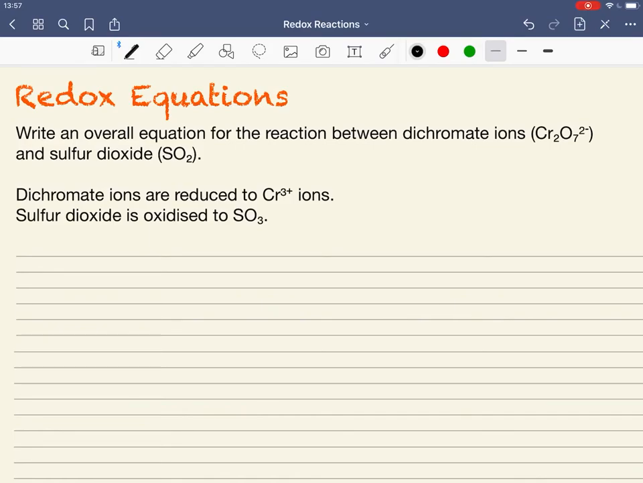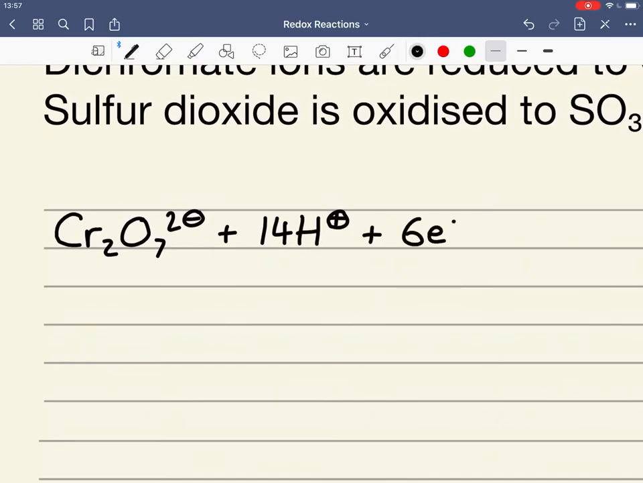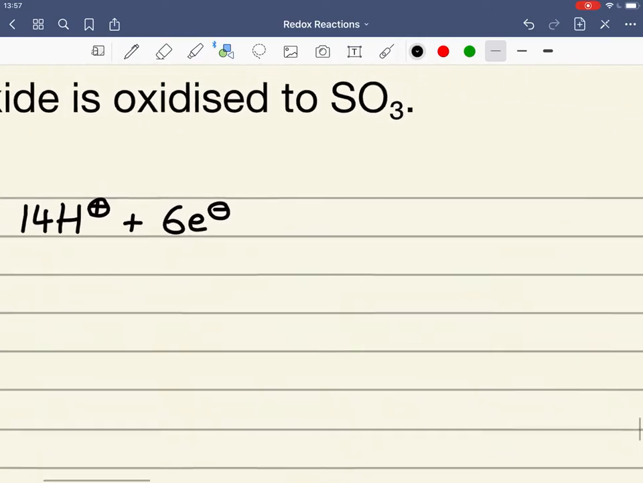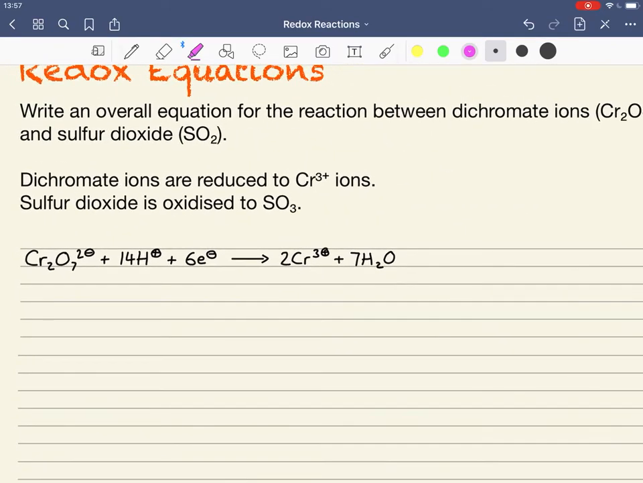The key to writing an overall redox equation is firstly to write the half equations. One half equation obviously is a reduction, the other one will be an oxidation. So we're going to write the reduction half equation first. And this is a half equation I'm going to whiz through because it is one which I have covered in an earlier video titled Half Equations Part 2. So if you want to see how we got to this, you need to have a look at that video. And that is my half equation for the reduction.